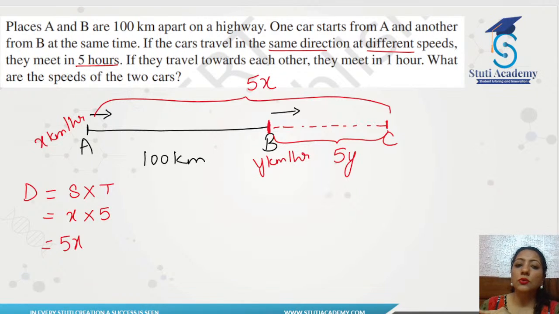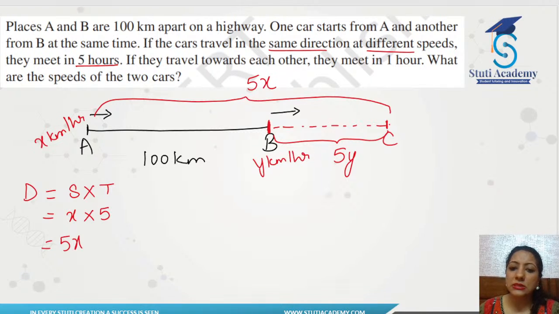We also know here AB, the distance between A and B, these two places, we have 100 kilometer. So this much is the distance covered by car A, this much is the distance covered by car B. They are meeting after 5 hours at this point. So this is 5x and this is 5y.